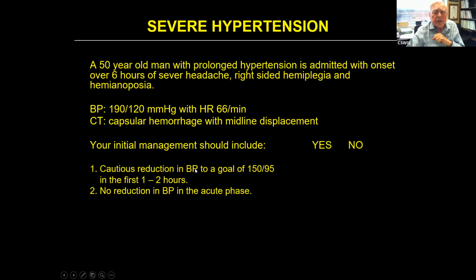So your initial management should include admitting to hospital, of course, and cautious reduction in blood pressure to a goal just above normal in the first 1 or 2 hours, or no reduction of blood pressure in the acute phase. So think what your answer to this would be for somebody who has a cerebral hemorrhage, okay? And we'll come and answer it for ourselves in a minute.